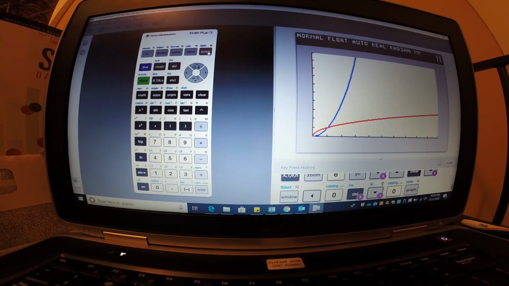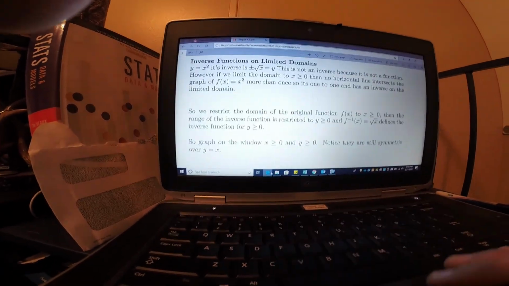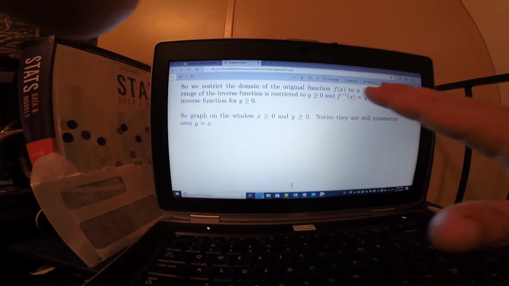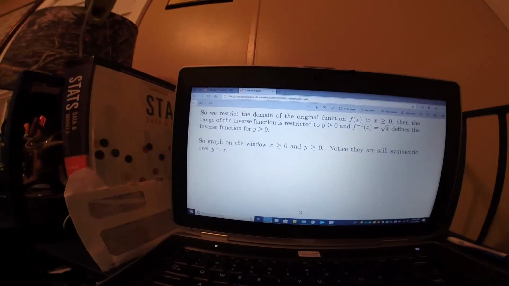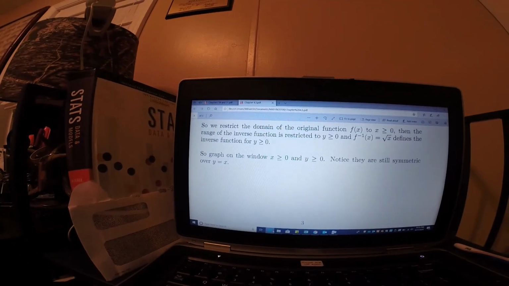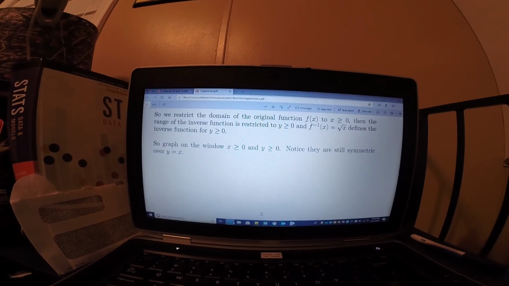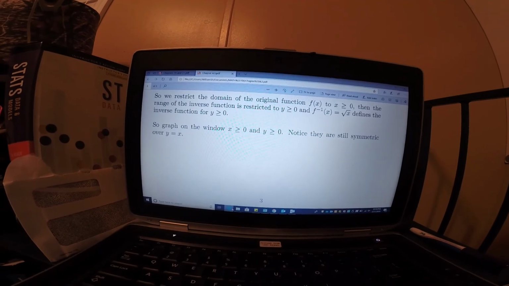Alright, so let's continue on with the notes. No need to stop now. So we essentially did this example. It says we restricted the domain of the original function f of x to x greater than or equal to 0. Then the range of the inverse function is restricted to y greater than or equal to 0. And f inverse of x equals the square root of x defines the inverse function for that case.